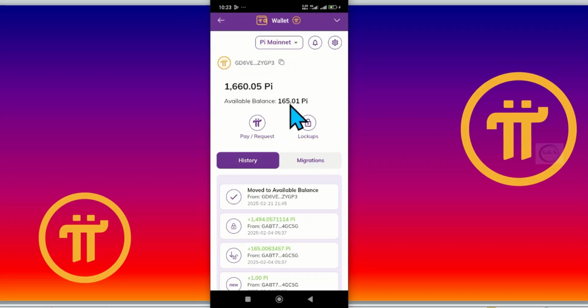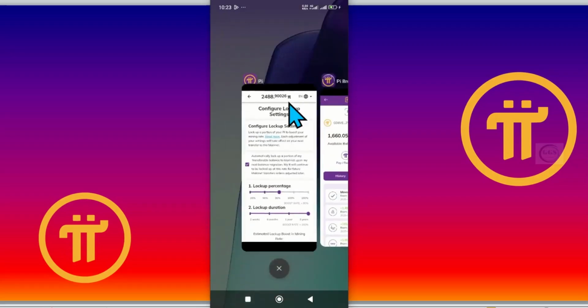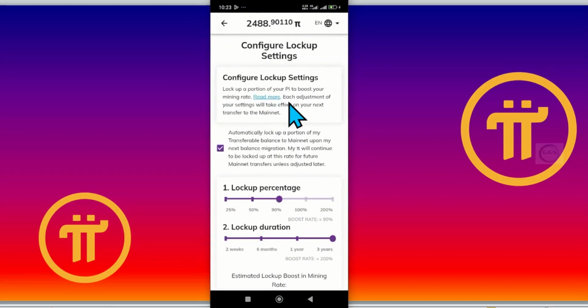So if the amount released to you, you consider it to be so little, then you need to go back to your mainnet checklist, click on the lockup configuration, and you see your lockup. The percentage you chose is what determines the amount released to you and the amount locked up.